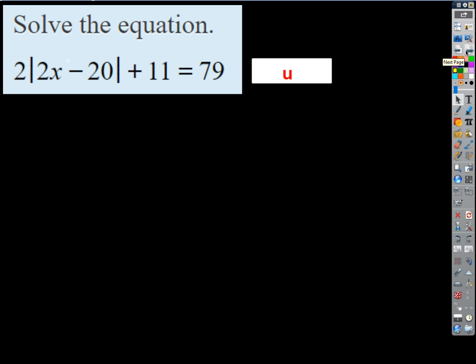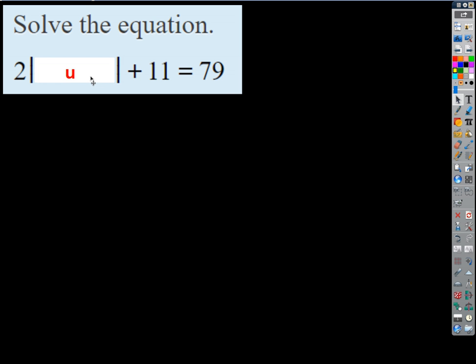Okay, so we're going to isolate the absolute value first, right? We don't care what's behind the absolute value at this point. We're just going to do that. Call it a u. Okay? You want to write it down first? There you go. You can write it down. Okay? All right, go.